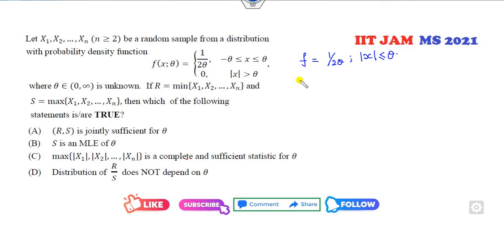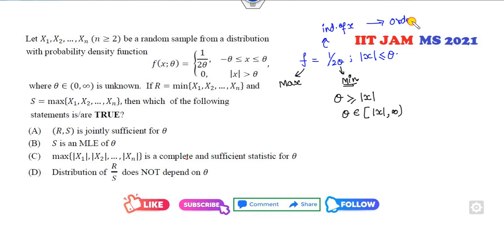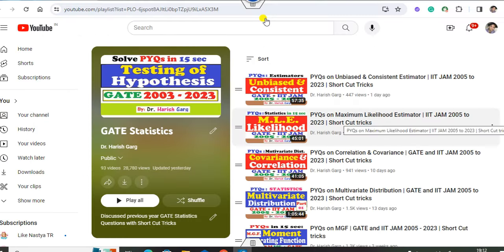Fine. Now remember, how can you maximize this? Only when you minimize the theta. So from here, you can see this is greater than this. It means theta should be mod of x comma infinity. But remember that because this function is independent of the x, we will work on the order statistics as I explained in my MLE lecture. You can see about this lecture, MLE.